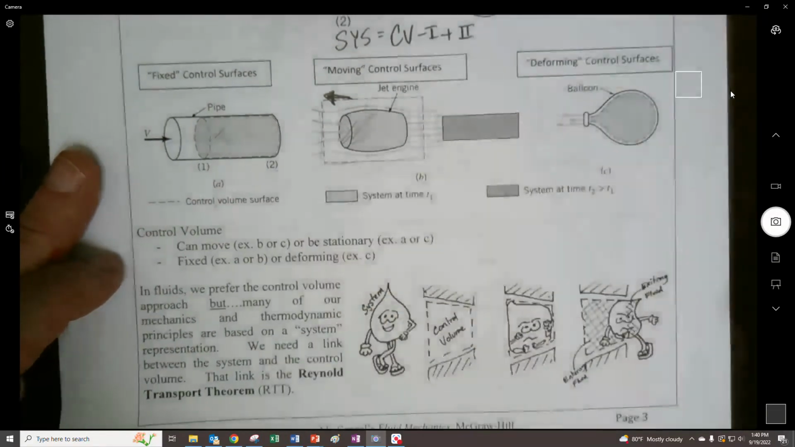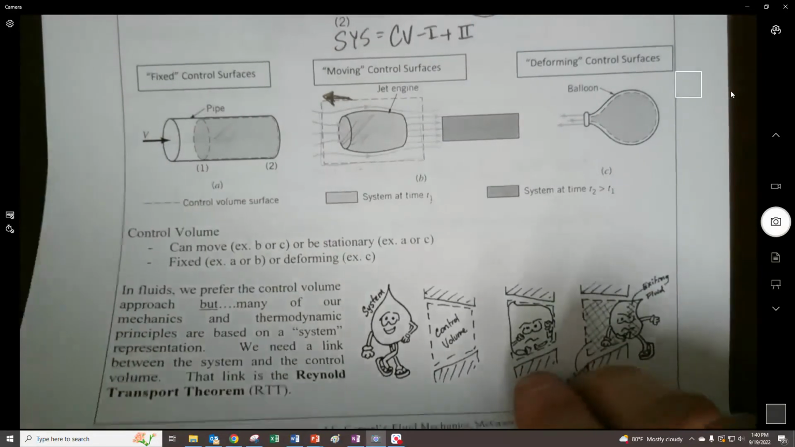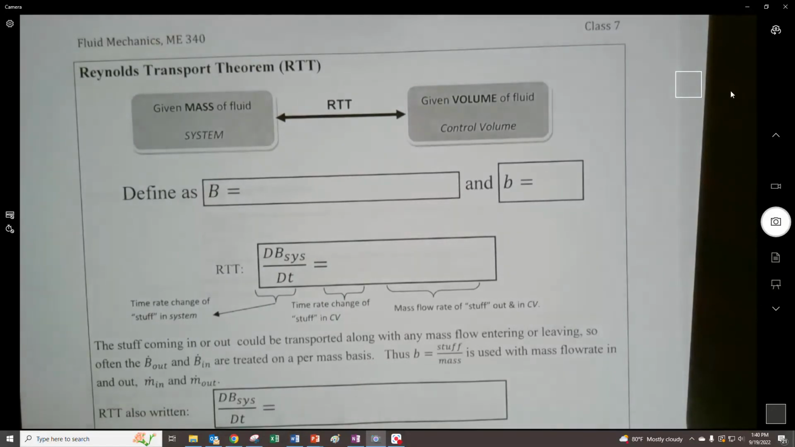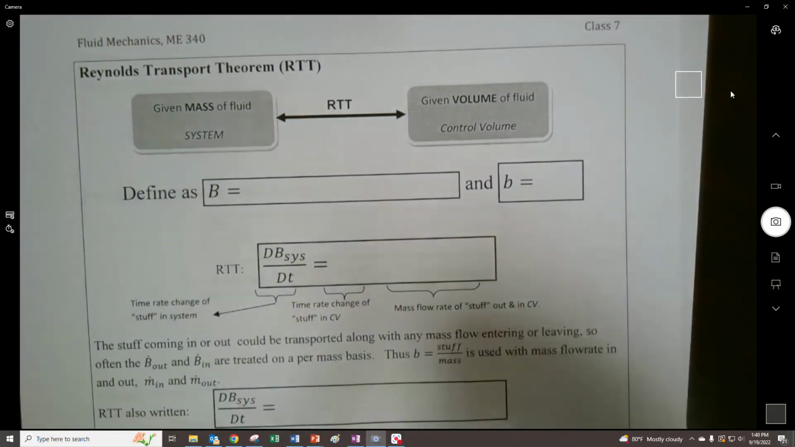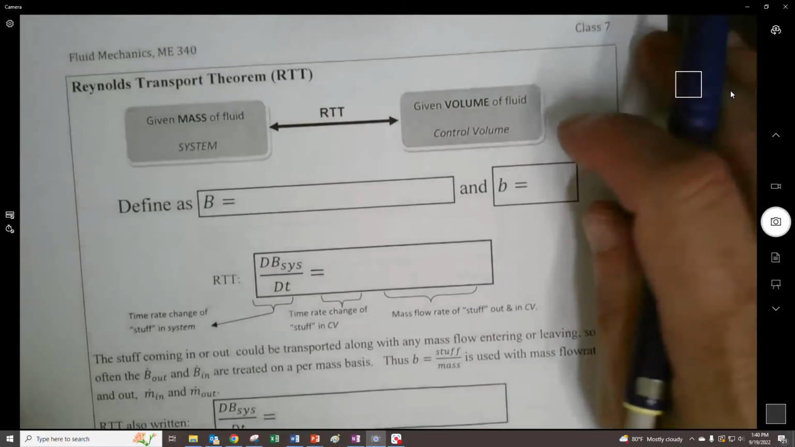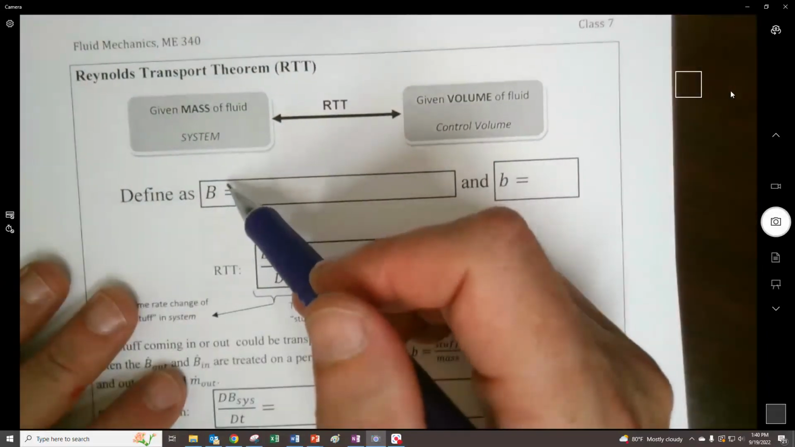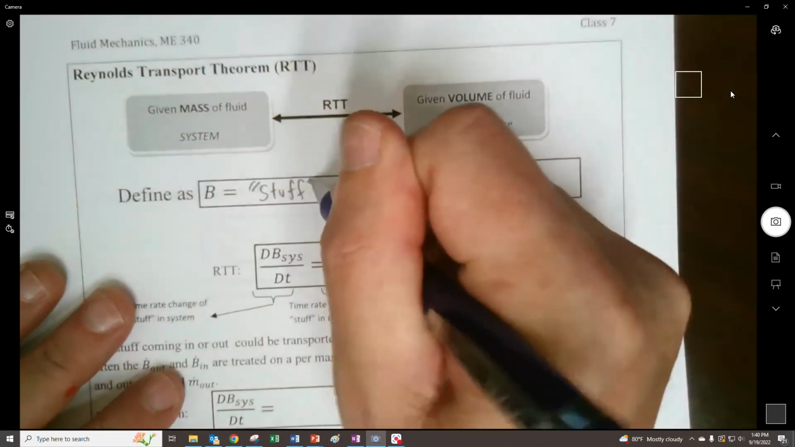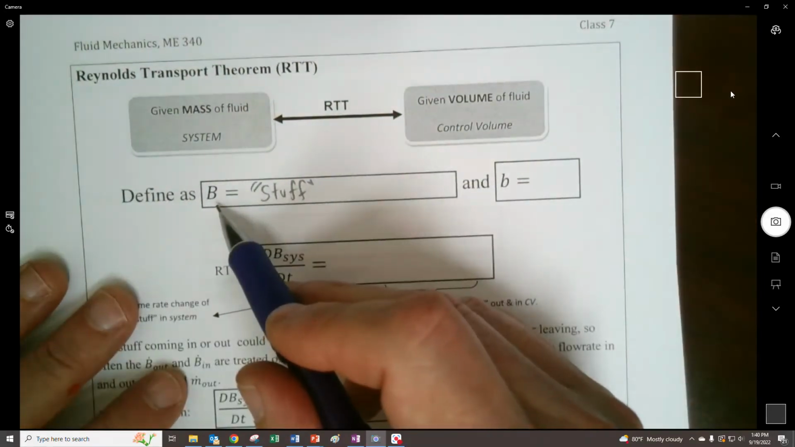And as we mentioned, that Reynolds transport theorem is the thing that connects these two, and restated right there. So what is Reynolds transport theorem? Well, first we start out with what we're looking at can be a generic thing that sometimes we'll call stuff. At least that's what I like to think of it. And it's capital B stuff.